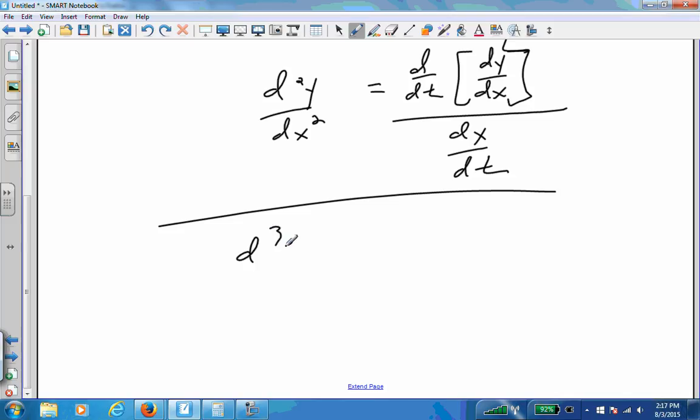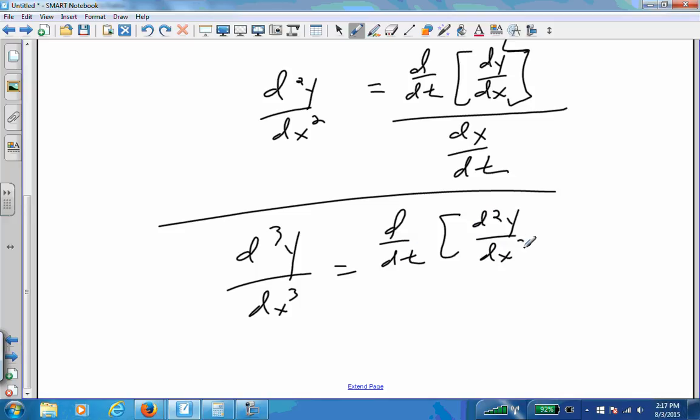If we want the third derivative, then we would take the derivative with respect to t of our second derivative divided by dx dt. So we basically take the derivative of our previous one with respect to t, then divide that by dx dt.